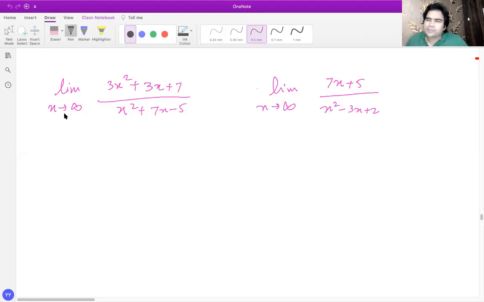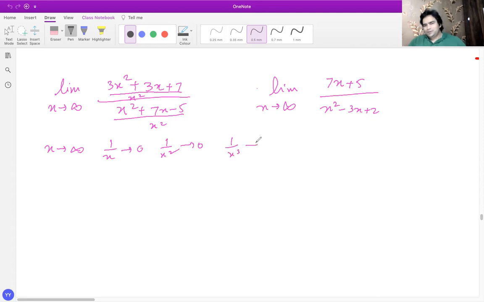When you're finding limits as x approaches infinity, there is a standard procedure for this. Generally, it's for rational functions. When you do this, you divide the numerator and denominator by the leading term, which is x squared here. So I divide both numerator and denominator by x squared. What we remember is that as x tends to infinity, 1 over x tends to 0, 1 over x squared tends to 0, 1 over x cubed tends to 0. Everything will become 0.